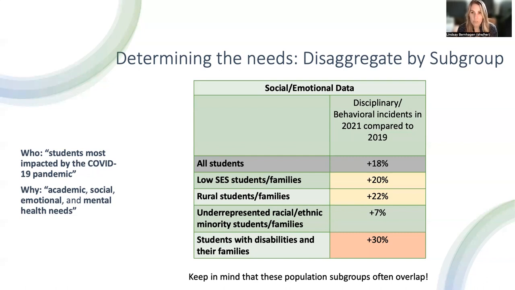I also want to note when you're disaggregating to keep in mind that these population subgroups often overlap. If you have the resources and the data to do it, you may even cross-reference and say, let's look at our low SES students and families who are also students with disabilities, and you can even zero in more. You might not have a population size where that would make sense, but identity is complex, right? So there's certainly the option to do that if that makes sense with who you're serving.